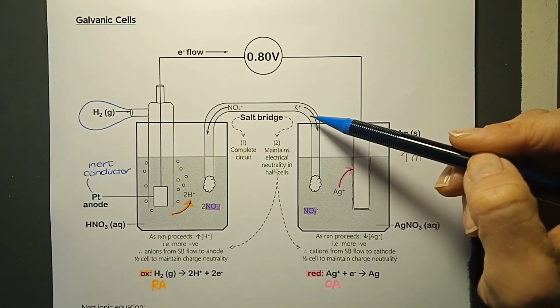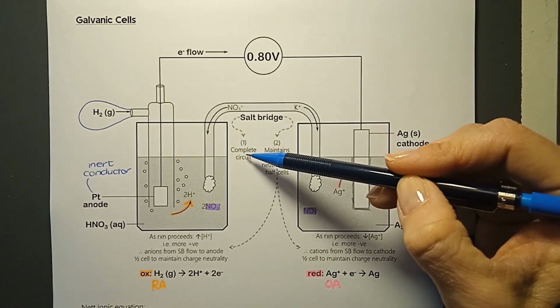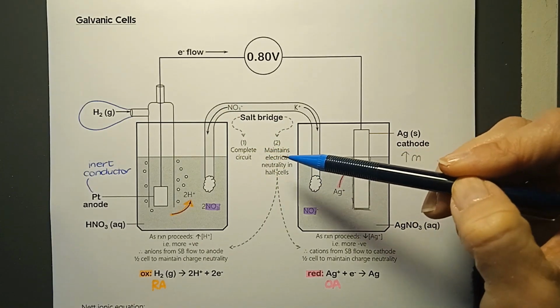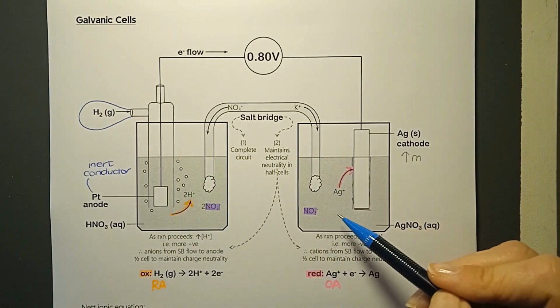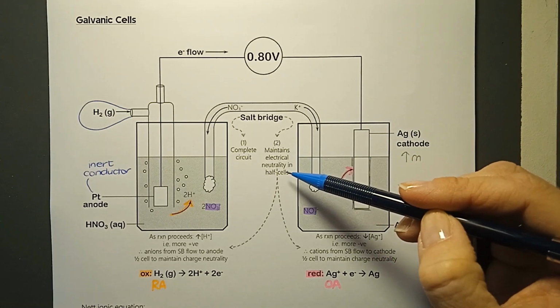The salt bridge is going to perform two functions. The first is to complete the circuit, and the second is to maintain electrical neutrality in the half cell. That's basically saying we don't want this side getting too positive and this side getting too negative, otherwise our electrons are going to stop flowing. So we want to maintain electrical neutrality.